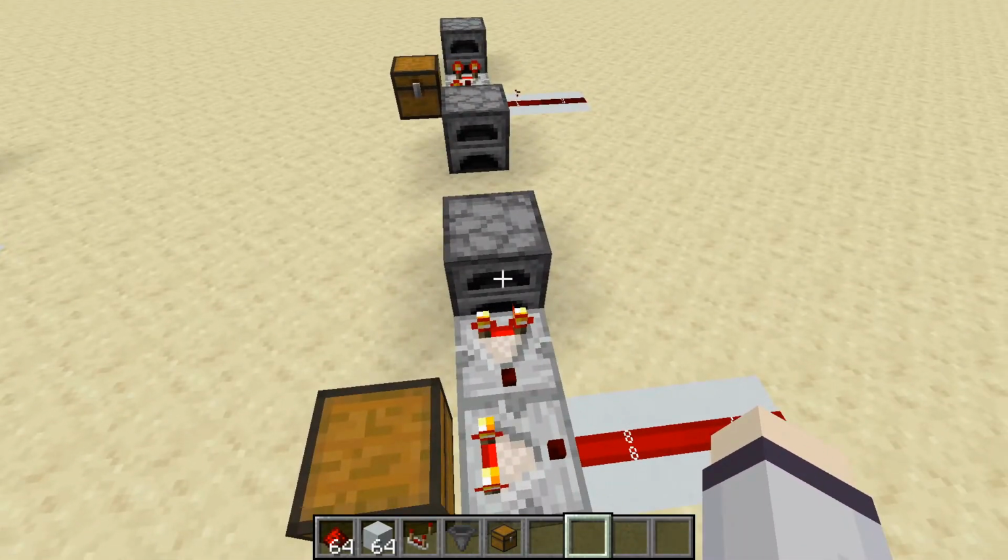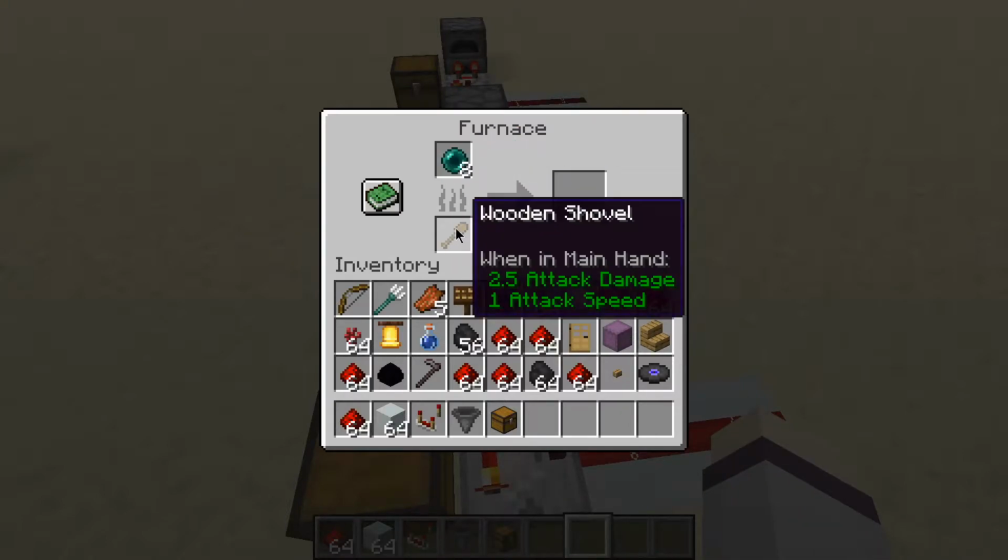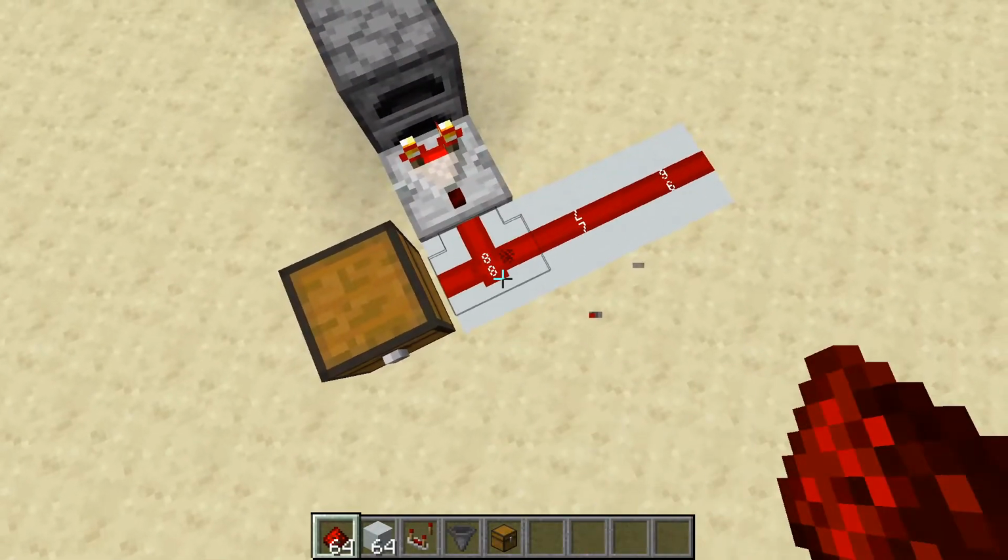And so we've already seen this situation here where we've got a chest or a furnace here, and this is outputting a signal strength of 8.